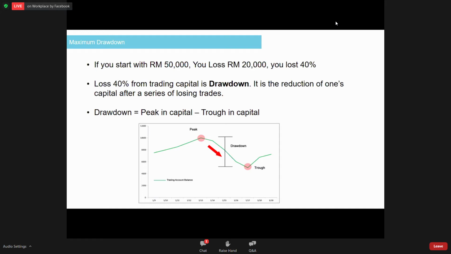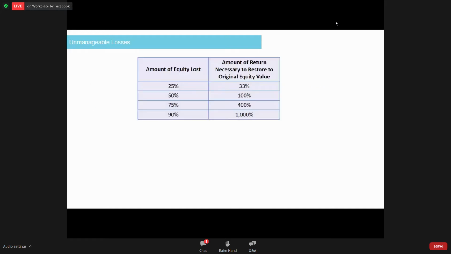This drawdown is usually very important. It doesn't matter whether you are doing systematic trading or discretionary trading, this drawdown is very crucial. Why? Because the larger the drawdown, the more difficult it is to break even again. Let me show you. For example, if you lost 25% of your capital, to go back to the same capital where you started, you will need a return of 33%.